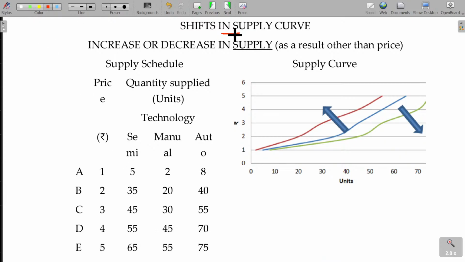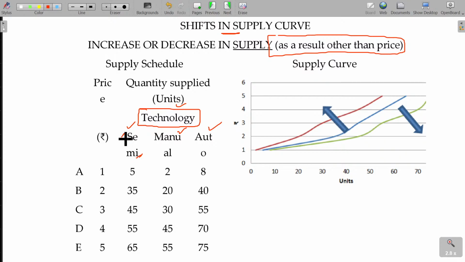A shift in the supply curve is nothing but an increase or decrease in supply as a result of factors other than the price. In the previous class, we have seen various determinants of supply, right? One such determinant is the technology, whether it is semi-automated, manual, or fully automated.